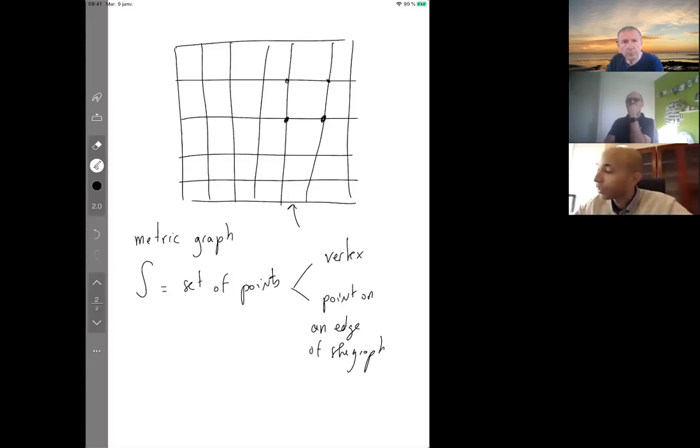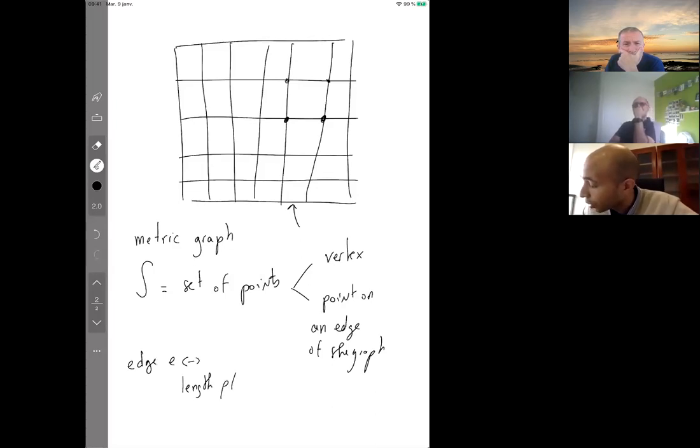So I will consider that my edges have some length. So an edge E has some length, I call it rho E, for example. And I look at the set of points which lie on the edge or which is a vertex. And that's a metric graph. So I have a graph with a distance, a set with a distance. It's a metric space.